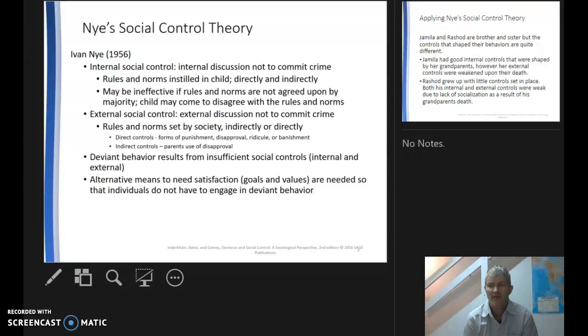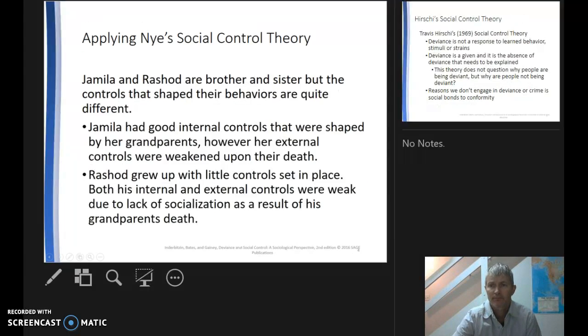For Nye, deviant behavior results from insufficient social controls, internal and external, and alternative means to need satisfaction are needed so that individuals do not have to engage in deviant behavior. So maybe more jobs being available in low-income areas that would then prevent those kids from engaging in the drug trade.